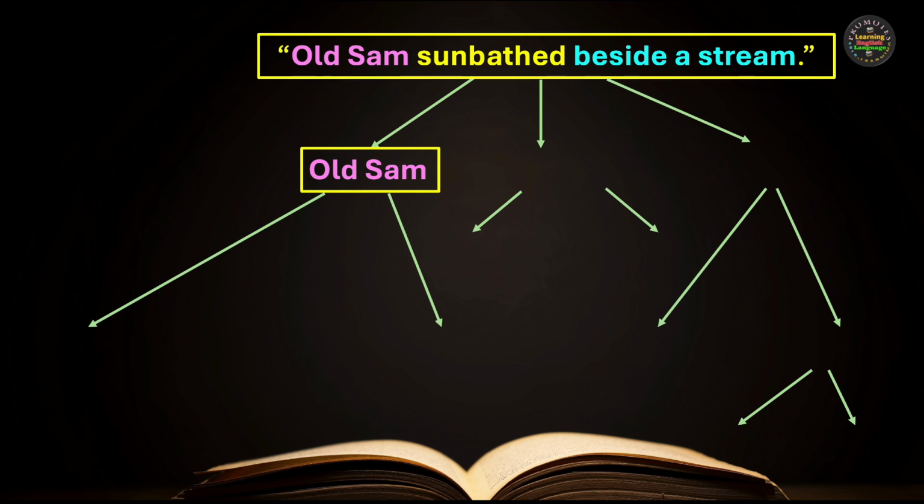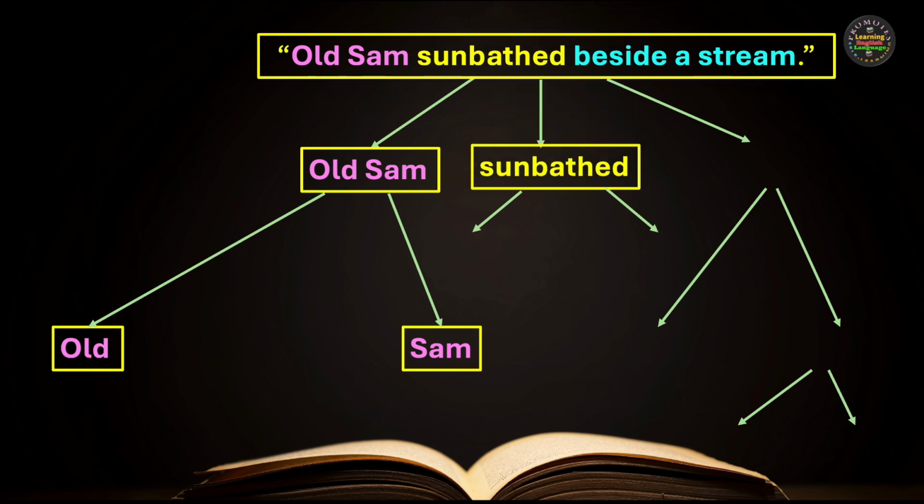The first segment of the sentence, Old Sam. And Old Sam can be further divided into 2 parts, Old and Sam. Because Old has direct connection with the word Sam. Old does not have direct connection with the word stream or beside or sunbathed. Remember this point. It's very, very important to understand the hierarchical structure of a sentence. We move on to the next.